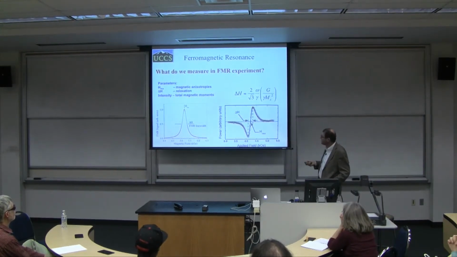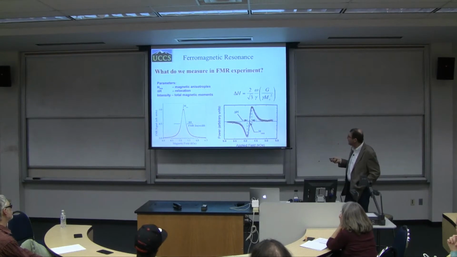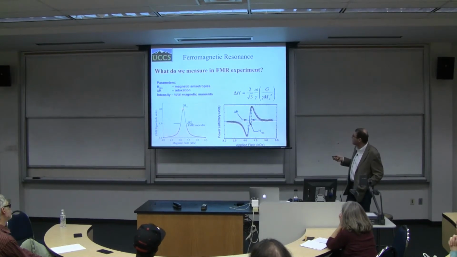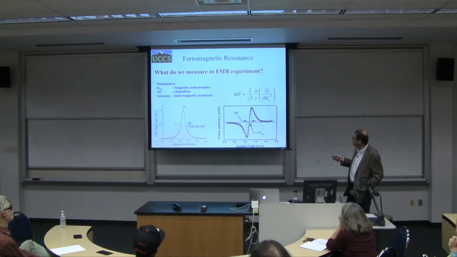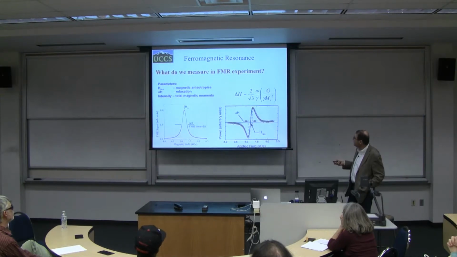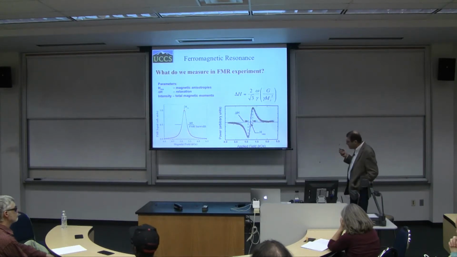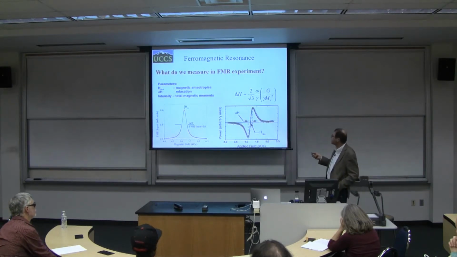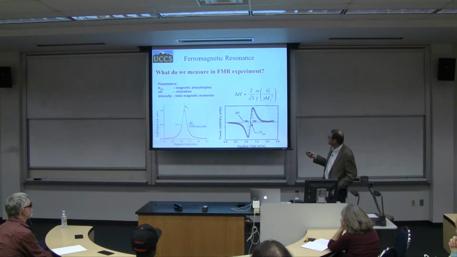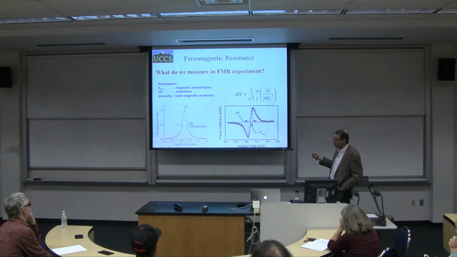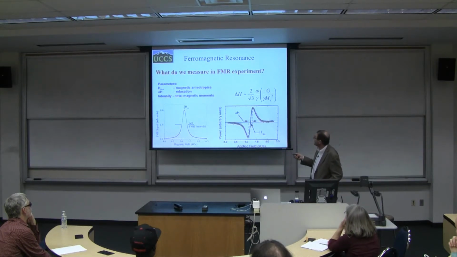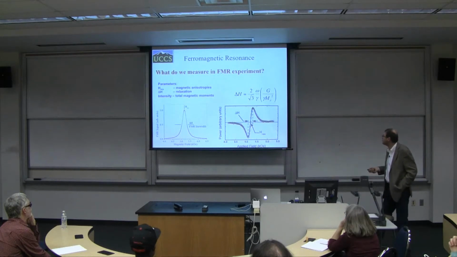It's a beautiful Lorentzian curve, and what we can determine out of this measurement is the position of maximum absorption, which determines the resonance field. I can determine the width, and I can also determine the surface area under this curve, which basically allows me to determine the following parameters. From the resonance field position, I'm determining magnetic anisotropies. From the line width, relaxation, or in other words, damping. And from the intensity, how much magnetic material I actually have in my film.